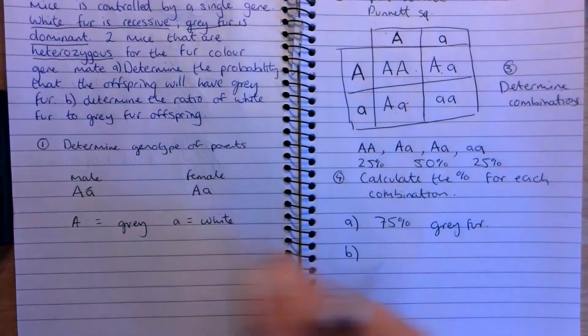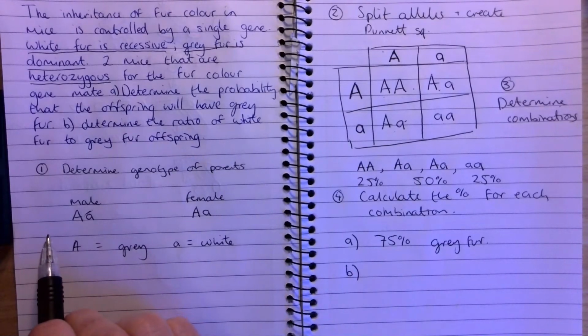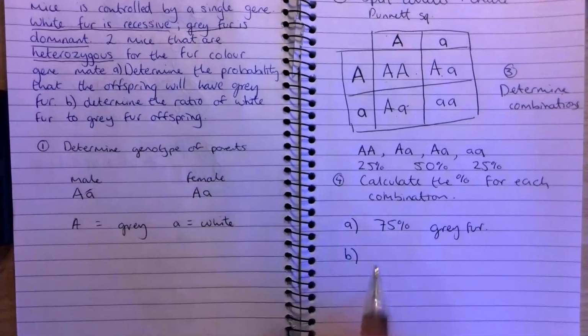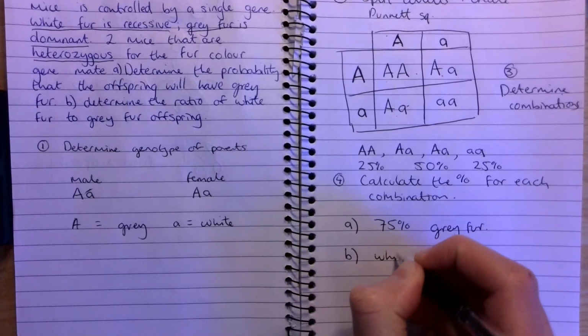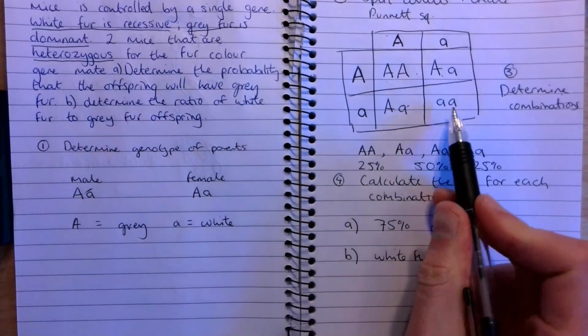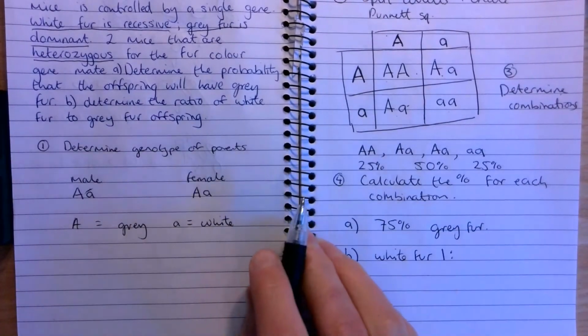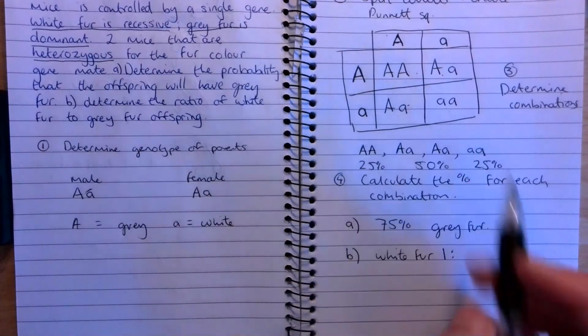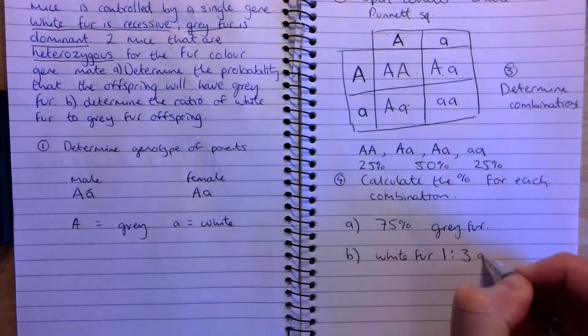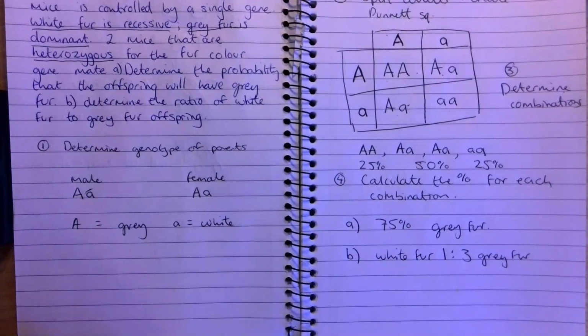And then for B, it tells us determine the ratio of white fur to grey fur offspring. Well, for white fur, we have got 1 box out of the 4. And then for grey fur, we've got 3 boxes out of the 4. So our ratio is 1 white fur to 3 grey fur offspring.